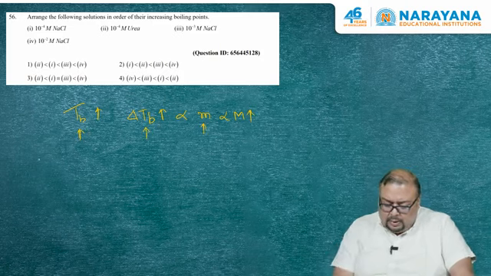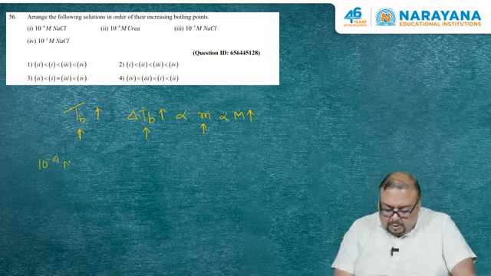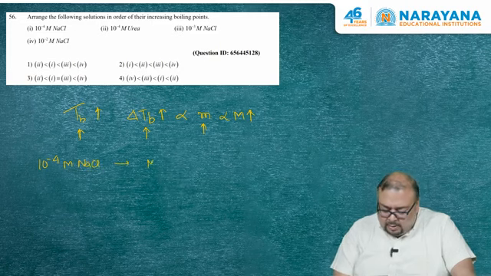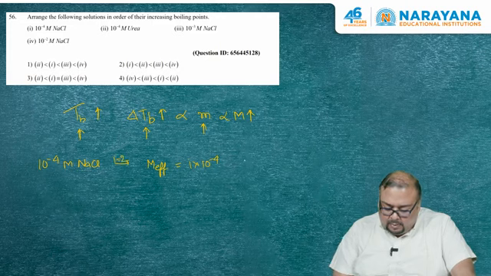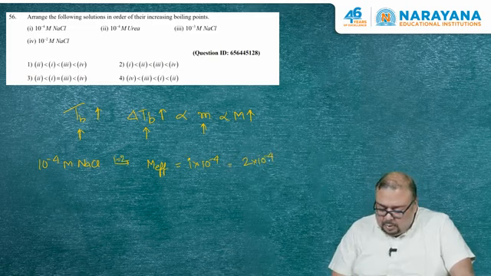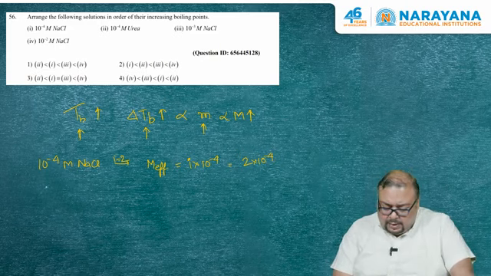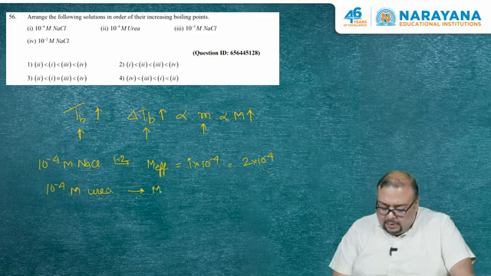In this case, if we take 10 to the power minus 4 molar NaCl, then the effective molarity will be i into 10 to the power minus 4, and here the value of i will be equal to 2. So it will be 2 into 10 to the power minus 4 molar. The more the number of particles, the higher the colligative properties. In the second case, with 10 to the power minus 4 molar urea, the i value is 1 only. So M effective will be equal to 10 to the power minus 4 only.